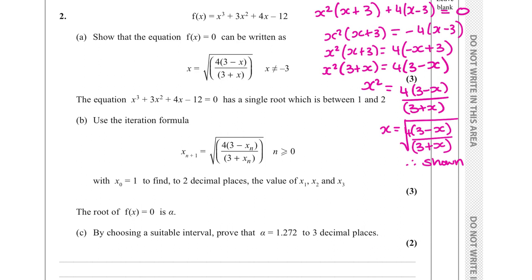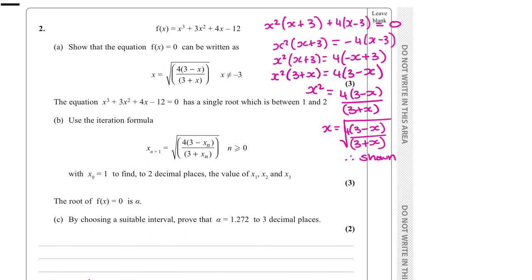Okay, then we have used the iteration formula. So the iteration formula, it says use x0 equals 1. So x0 equals 1. So I love these questions. So I'm going to put x0 equals 1. I'm just going to put 1 equals into my calculator.